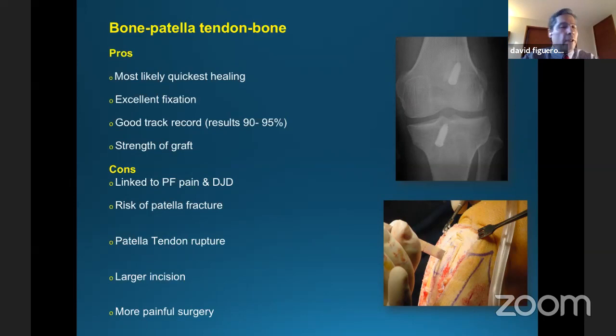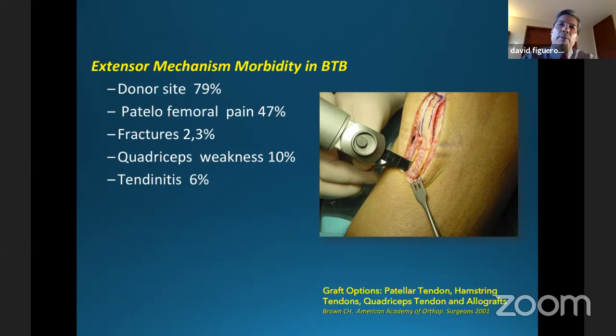If we look at the bone-patellar tendon-bone, it probably is one of the most used grafts currently. Most likely quicker healing. It has an excellent fixation at the beginning. There is a good track record, and the strength of the graft is one of the powers for using it. But some cons are referred especially to patellofemoral pain, degenerative disease or osteoarthritis in the future, the risk of patellar fracture or tendon rupture or tendinitis, or more painful surgery. And there is a high association between patellar tendon bone and extensor morbidity.